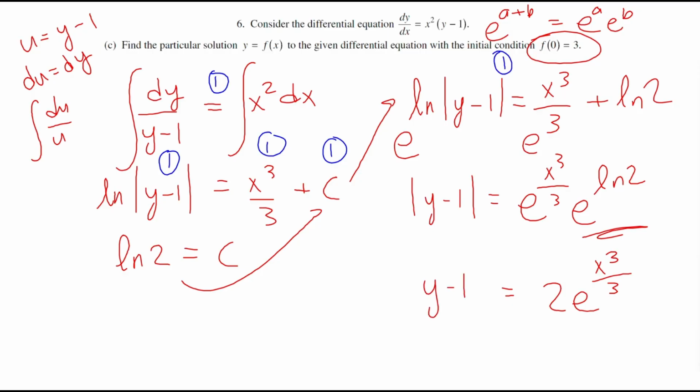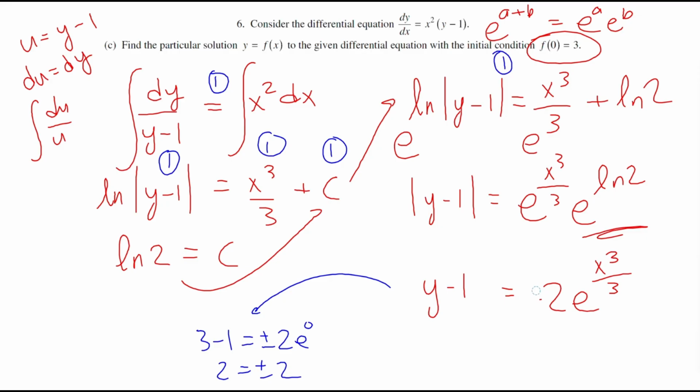And to clear out the absolute value from the y minus 1, we throw a plus or minus out in front. And when we do that, we immediately want to go back to our initial condition, that when y is 3, so we're going to look over here. When y is 3, we get 3 minus 1 equals positive or negative 2e to the 0. Well, we need to get 2 equals positive or negative 2. So clearly we need to choose the positive thing.